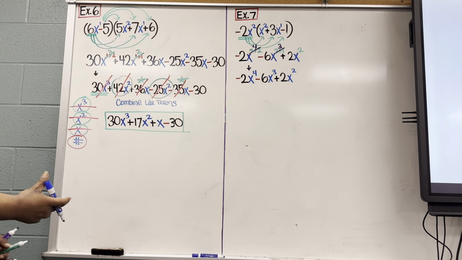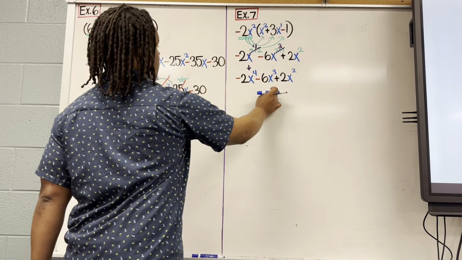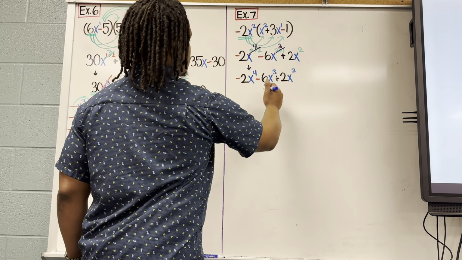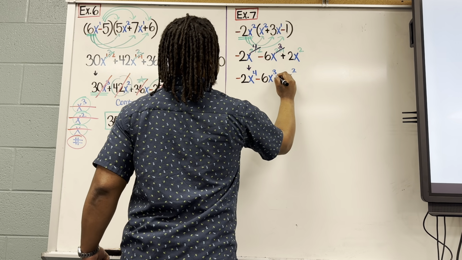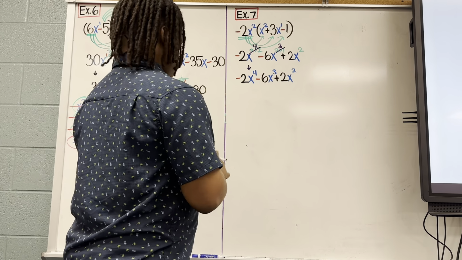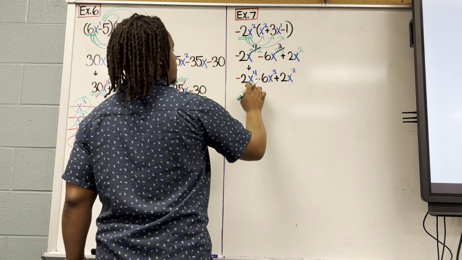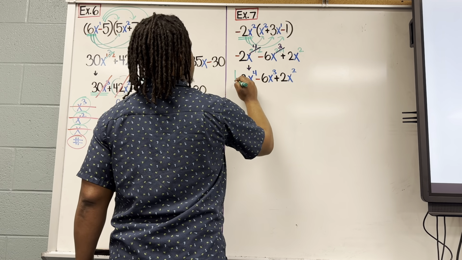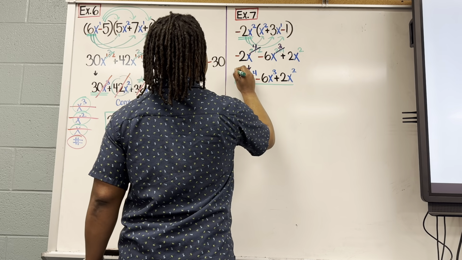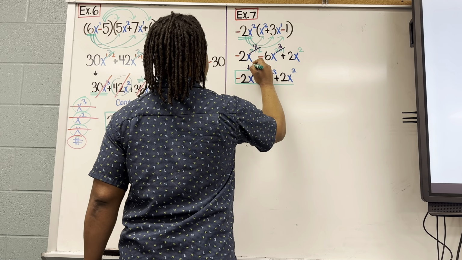Once again, guys, I cannot combine these values together because x is to different powers, right? So this is the most simplified version of our expression, okay? Which is negative 2x to the 4th power minus 6x to the 3rd power plus 2x to the 2nd power. This is us right here, guys. This is all us.